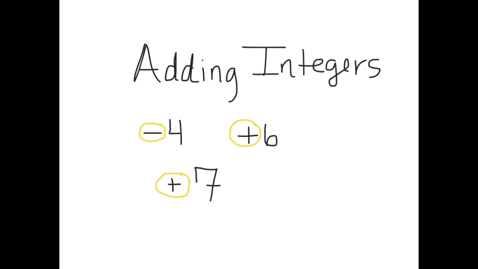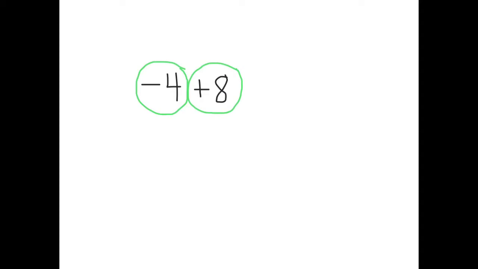All right, so let's do this. Suppose you have -4 plus 8. Let's just start very simple. The first thing that I want you to do is circle each term. And when I say circle the term, remember that a term is the number as well as the sign in front of it. So they're all going to get circled, the number and the sign in front of it.